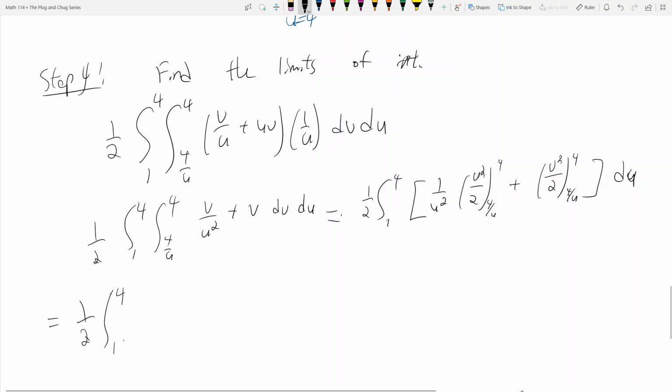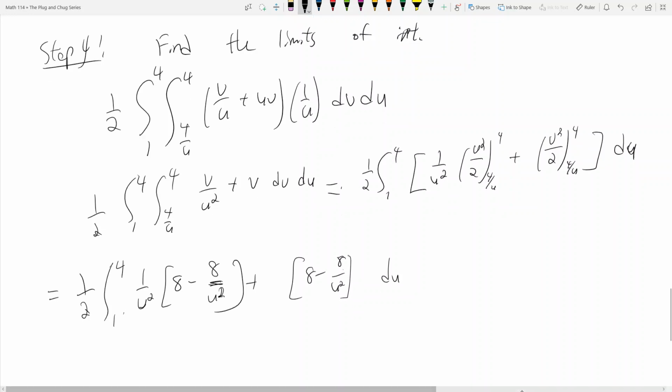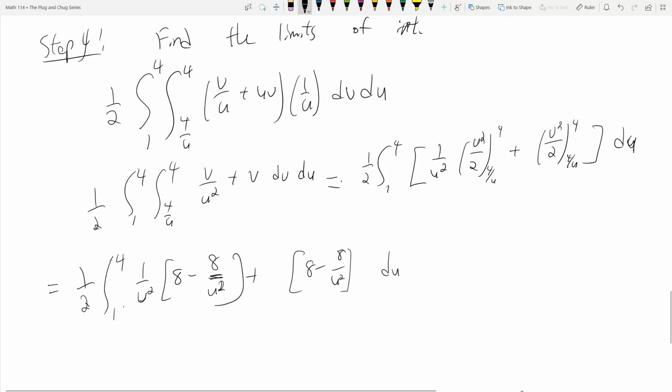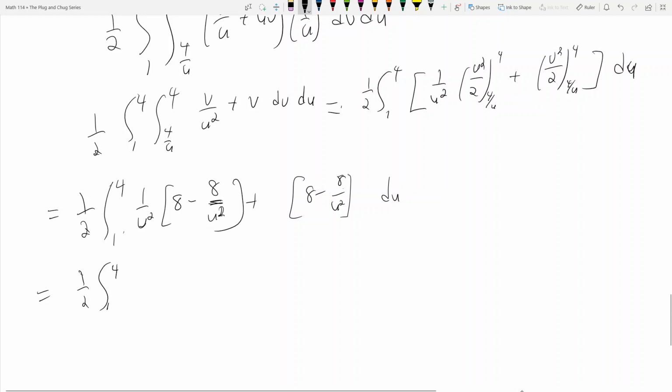So, what do I have now? You get 4 squared, which is 16, over 2, which is 8. So you get 1 over u squared times 8 minus, well, 4 over u squared is really 16 over u squared, so 8 over u squared, the same coefficient, but now you just have u squared on the bottom. And then plus the same thing: 8 minus 8 over u squared, there's just no 1 over u squared multiplying it out in front, du. If we multiply the 1 over u squared through, we get 1/2 from 1 to 4 of 8 over u squared minus 8 over u to the 4th, and then plus 8 minus 8 over u squared du, which actually works out pretty nicely because these guys kill each other.